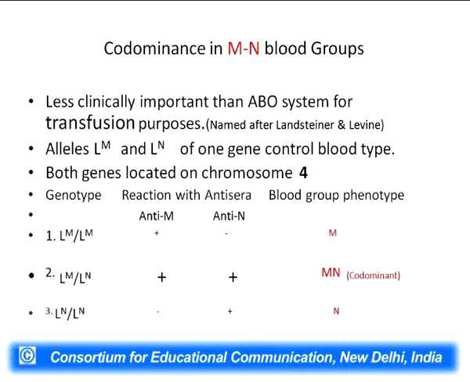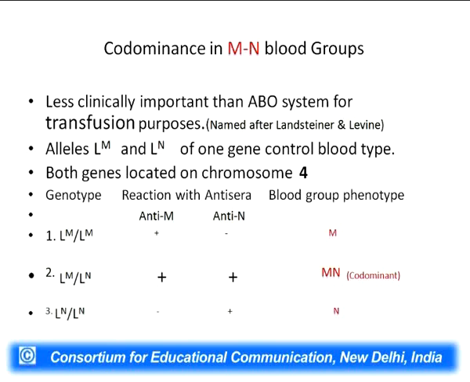We will spend more time on ABO because that seems to be the most predominant of the blood groups in human populations. But MN blood group is also present, though it is less clinically important because for transfusion purposes we do not use this much. Why is it called L and M? Because there were Karl Landsteiner and Levine. They were the people who discovered these blood groups. So, the alleles have been named in their honor, and the alleles are LM and LN. They control the blood type.